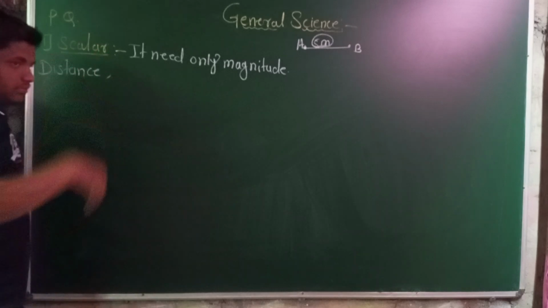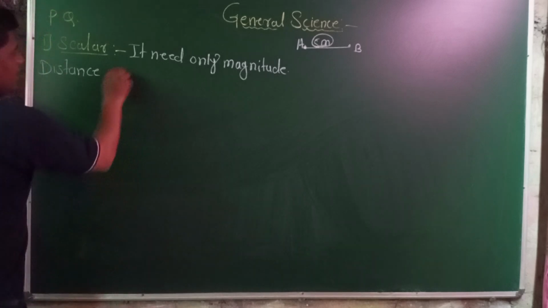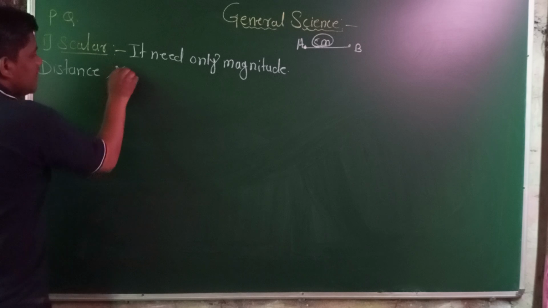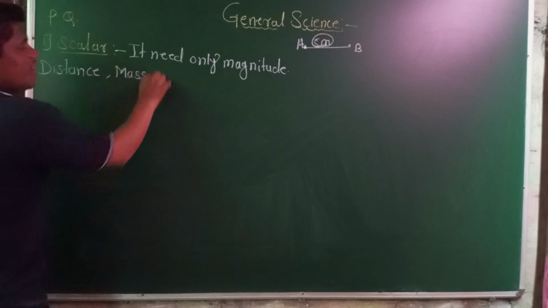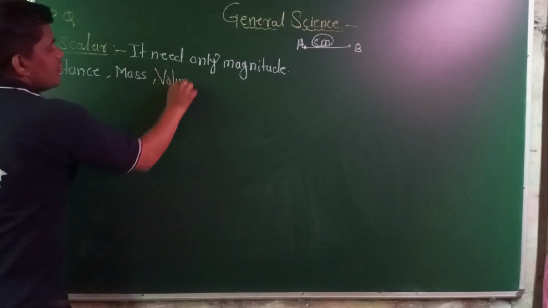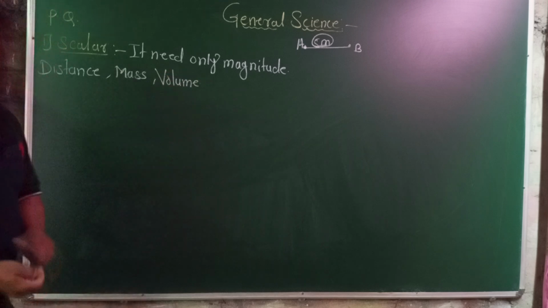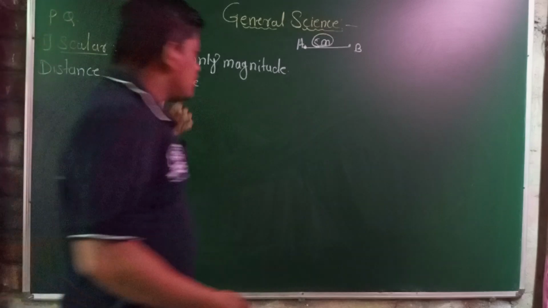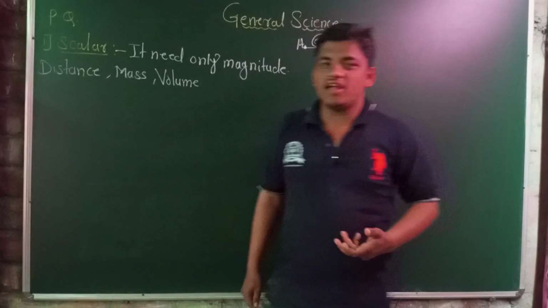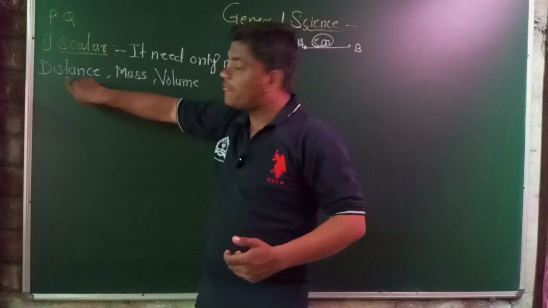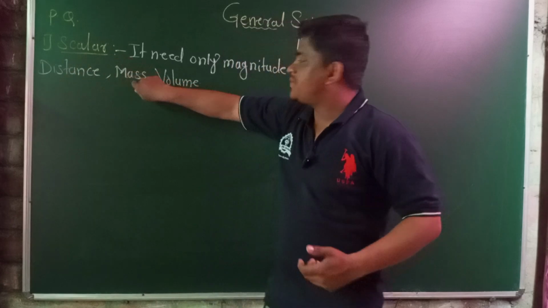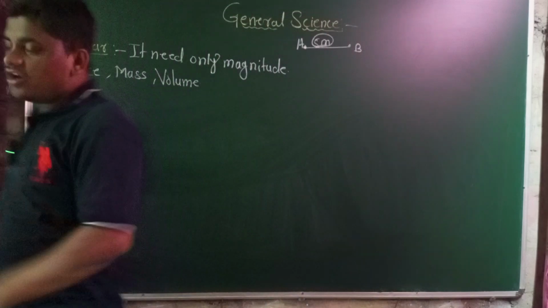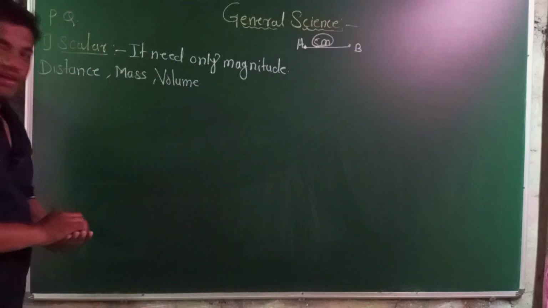Again, length, mass, and volume are scalar physical quantities. They do not need any knowledge about directions for the proper explanation of distance, mass, or volume. These physical quantities are included in the scalar physical quantities.